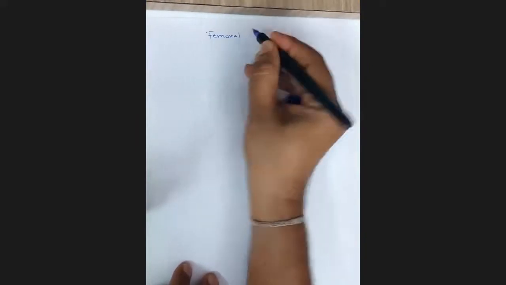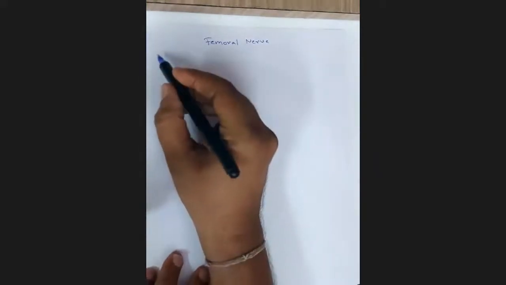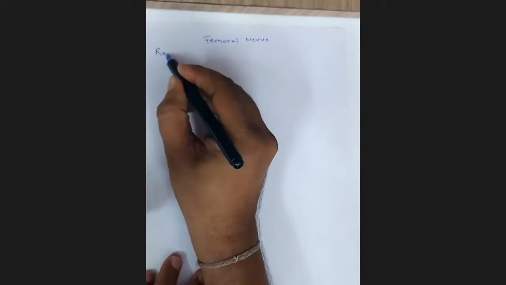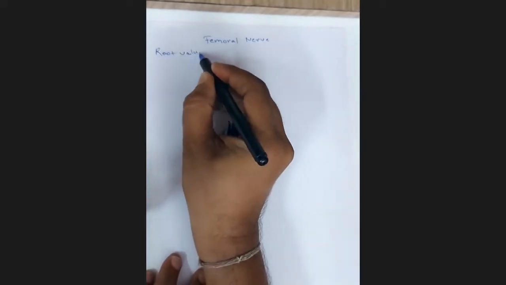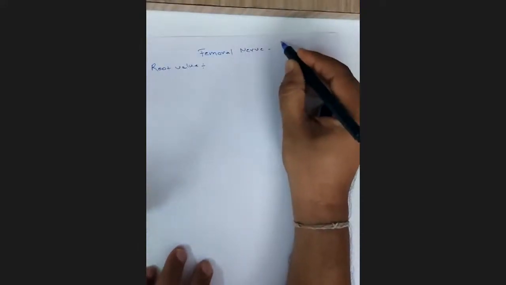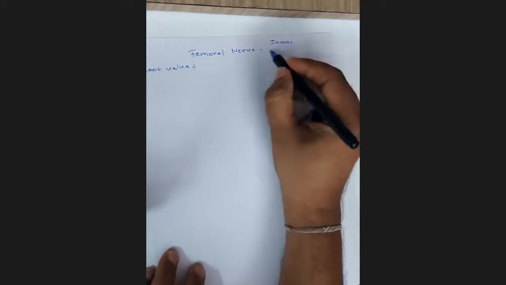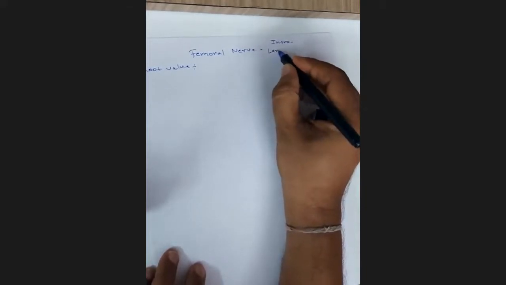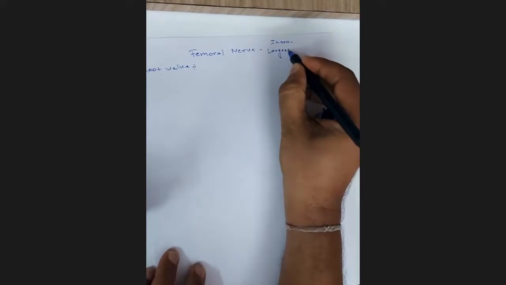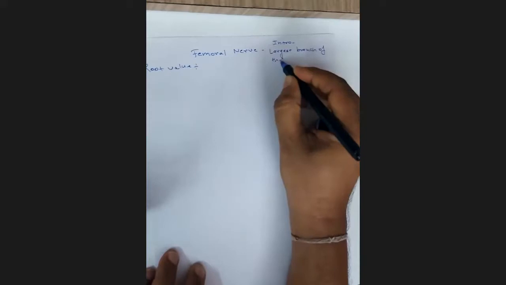Whenever we write any nerve, we firstly start with the root value of the nerve. What is the root value? Of course, before root value comes the introduction of the nerve, and in the introduction of this particular nerve, we say that it is the largest branch of the lumbar plexus.